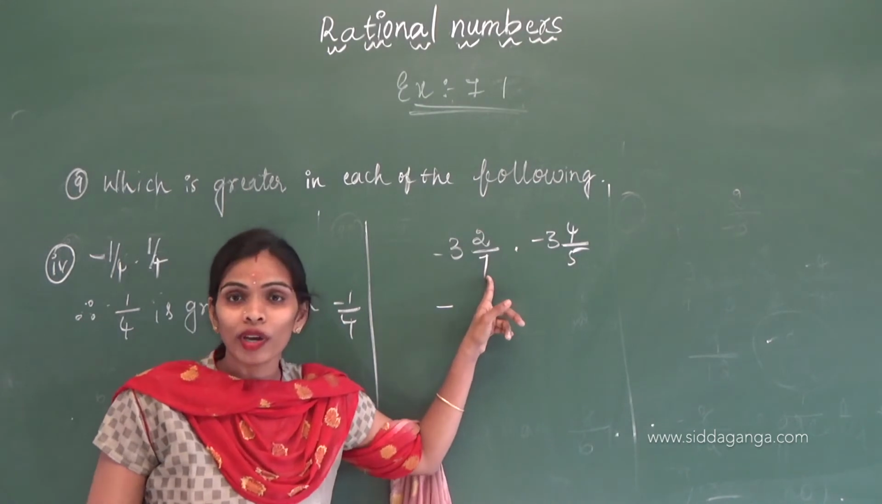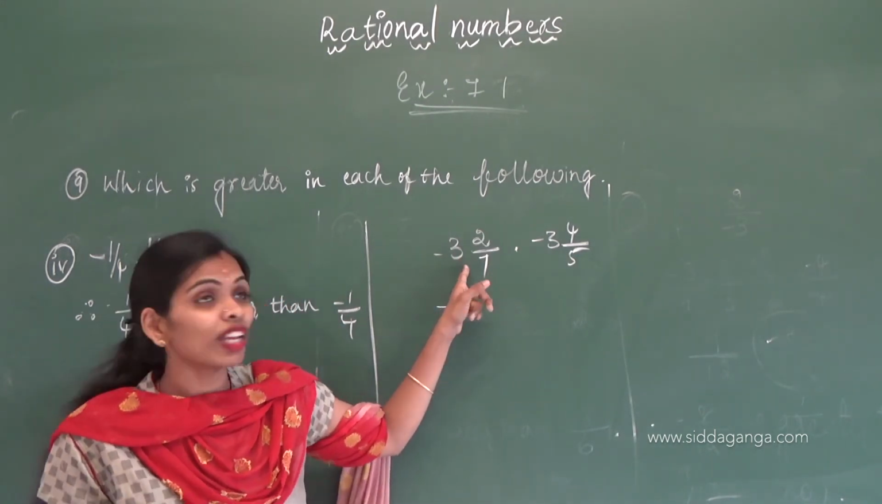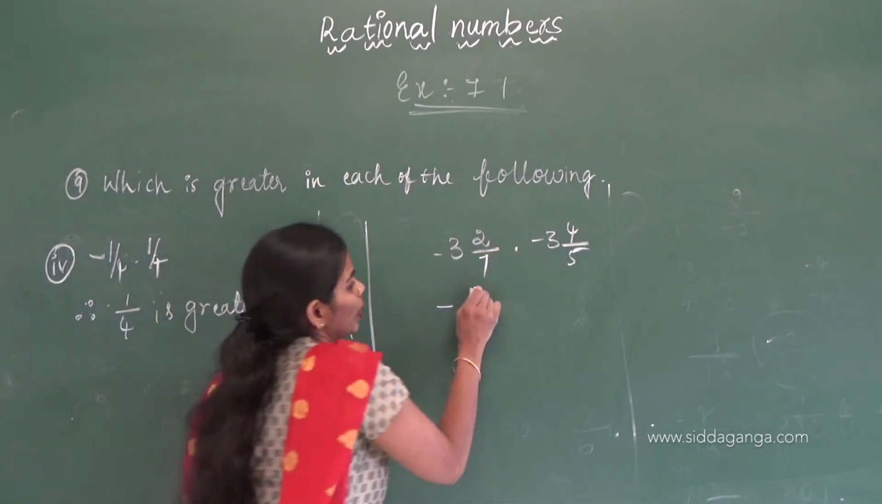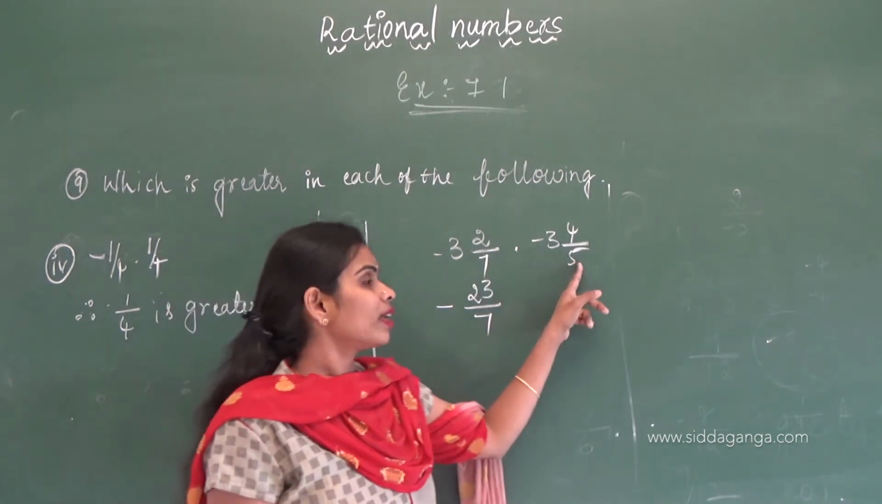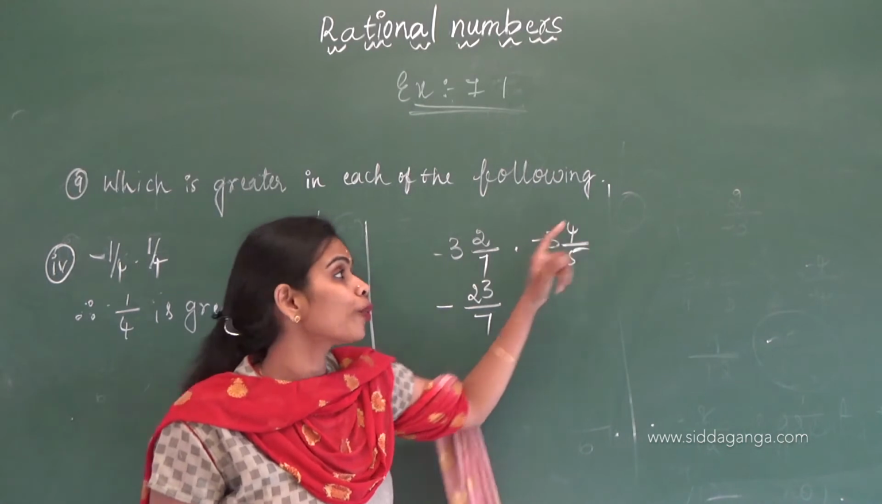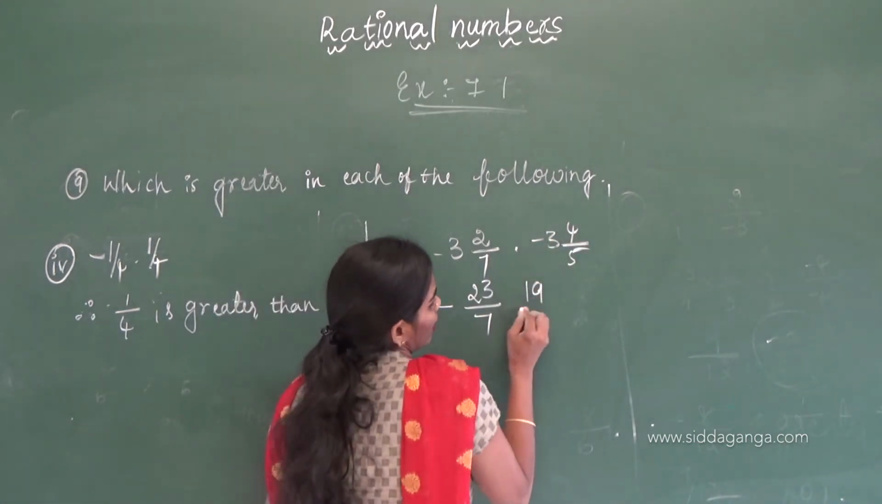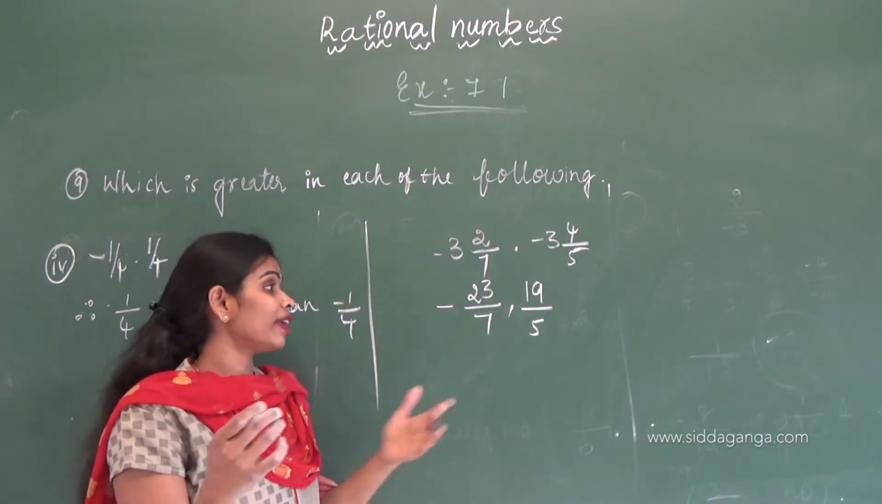After that, how to convert mixed into improper? 7 3s are 21 plus 2, 23/7, and then here 5 3s are 15 plus 4, 19/5. Now we have to equate the denominators 7 and 5.